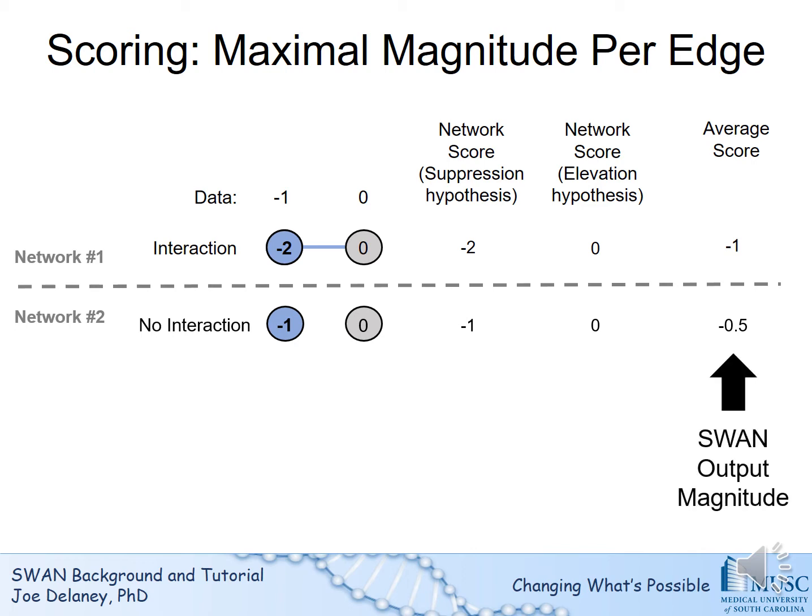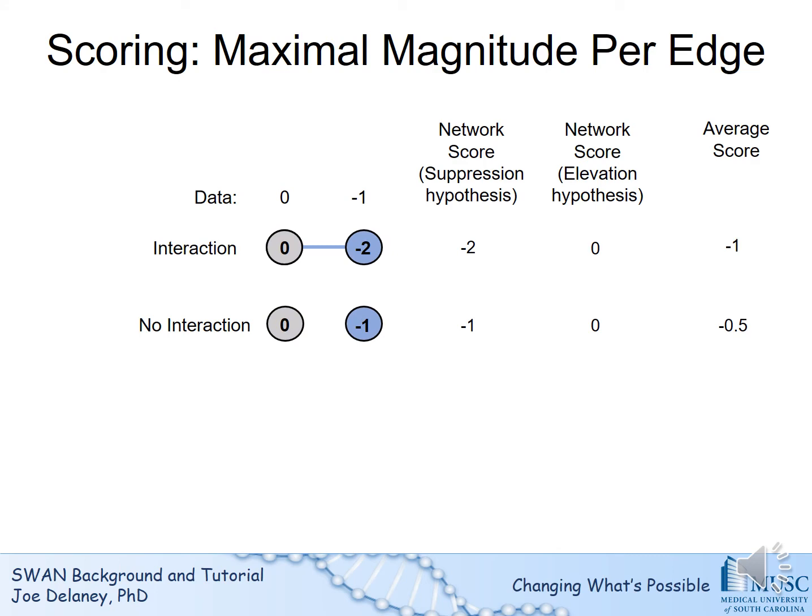And the actual magnitude outputs that SWAN uses is that average score on the right side. Alright, so let's switch this around conceptually. We just apply the same data in reverse, and you can see that the actual average score in each individual hypothesis ends up with the same answer.